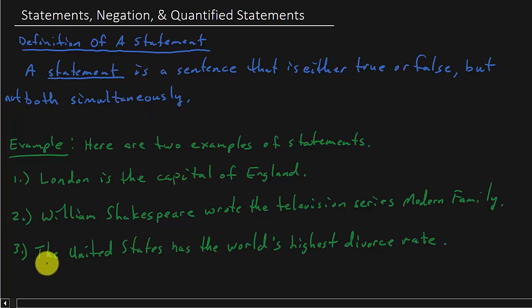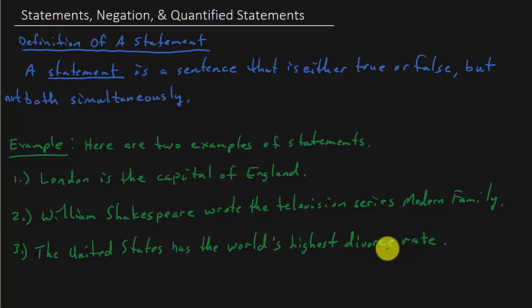All right. And then we have here, the United States has the world's highest divorce rate. Okay, now, when you think about it, is that true or is it false? Well, we may know that or we may not know that. That may be true, it may be false. But we know it's one or the other, right? When you're talking about statements, you don't have to know if it's true or if it's false. We don't have to know which one it is, but we know it's either true or it is false. It's one or the other. So that makes it a statement, okay?